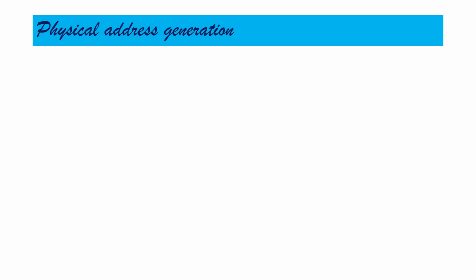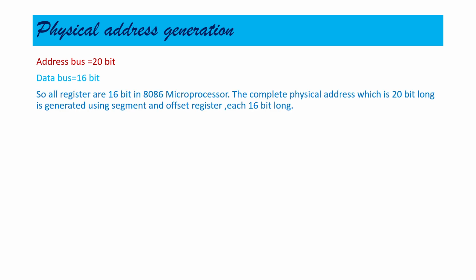Then I go for the physical address generation. We know that in the 8086 microprocessor, the address bus is 20 bits and the data bus is 16 bits, so all the registers are also 16 bits. The complete physical address, which is 20 bits long, is generated from the segment and offset registers, each 16 bits long. For example, I have the segment address 1055H and an offset address 5555H. With the combination of this segment address and offset address, I generate the physical address.